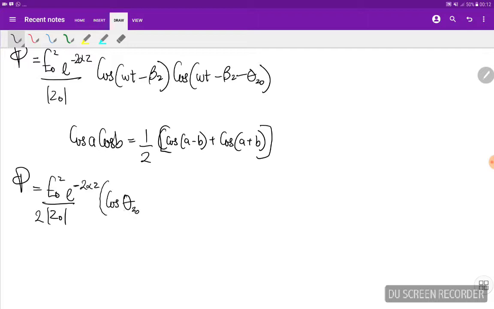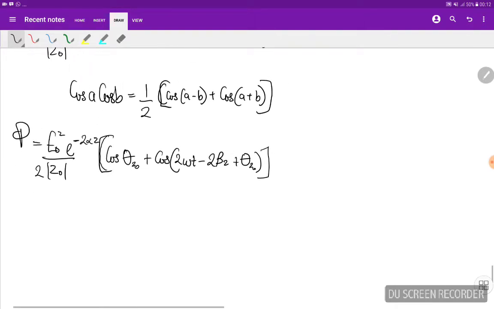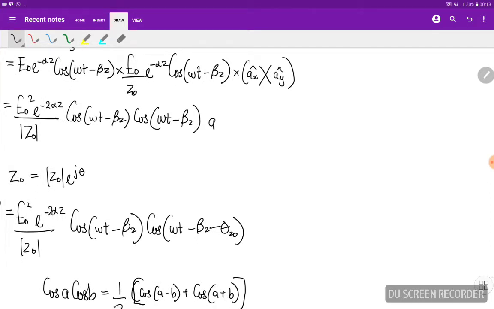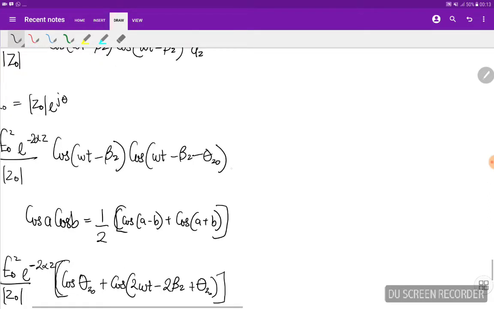Alright, then we have plus. Now the other one will be A plus B, wt minus bz plus wt minus bz minus theta, which is going to give us cos(2wt minus 2bz minus theta z naught). And that is our Poynting vector. Now remember that AX cross AY is AZ. So it's going to be in the z coordinate.